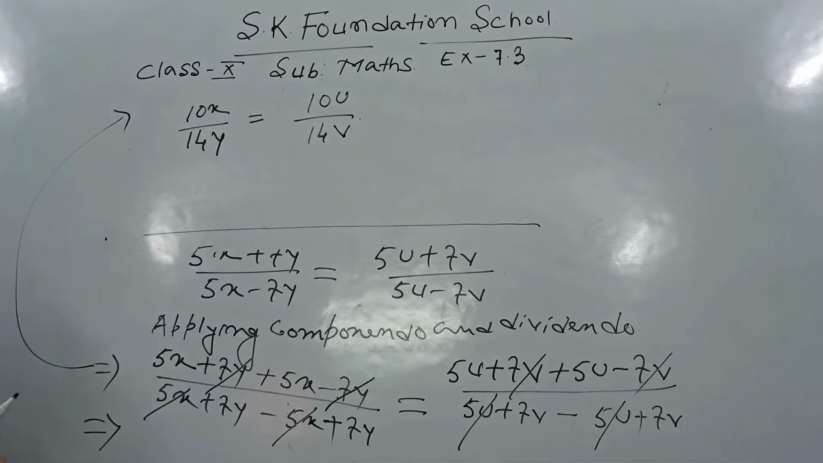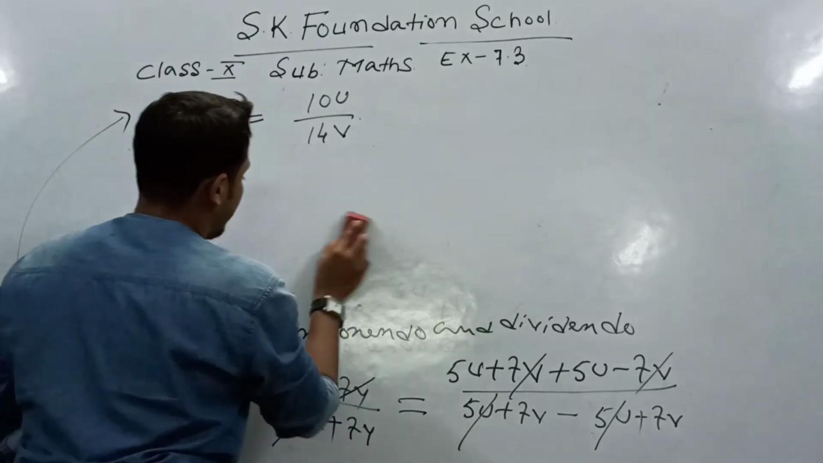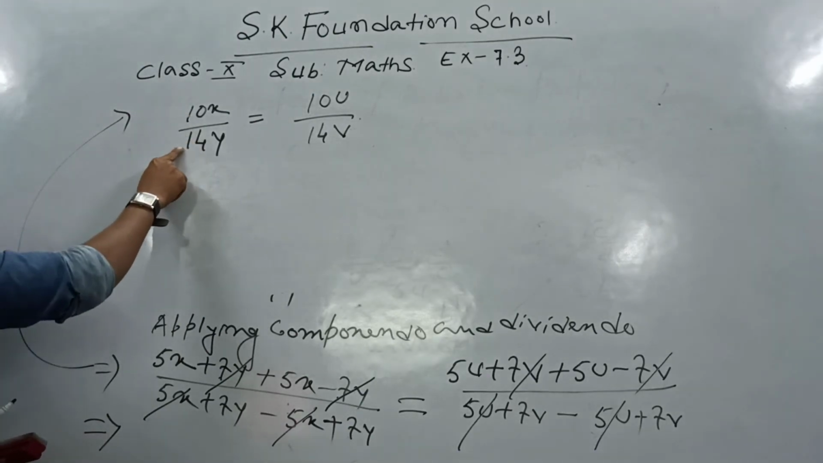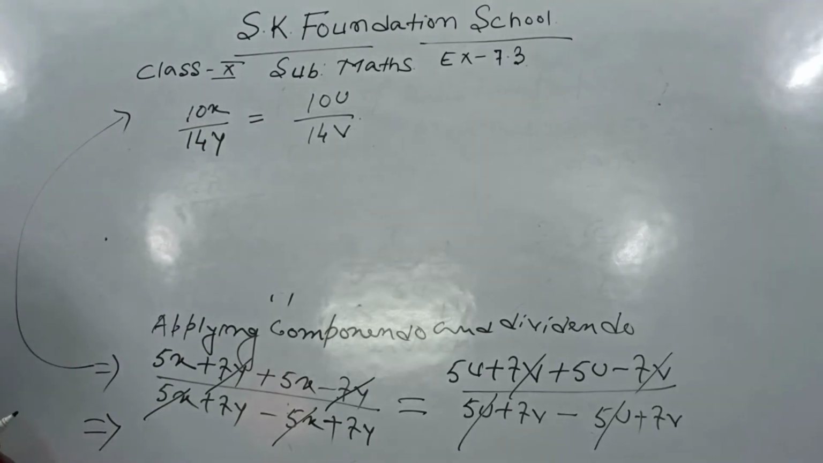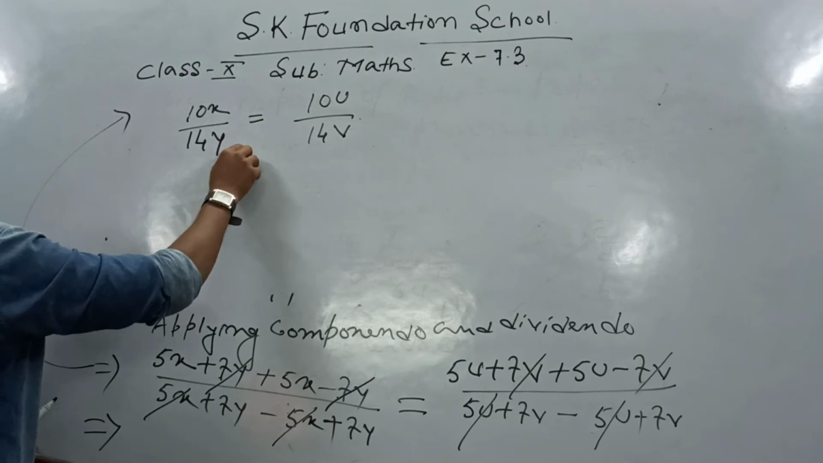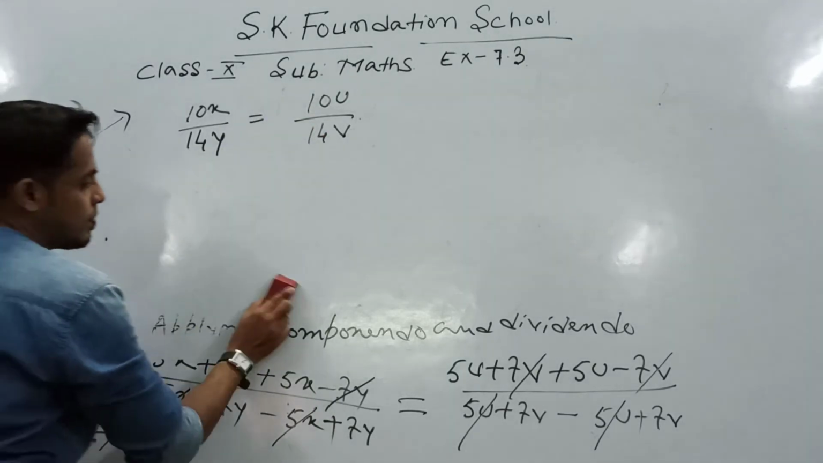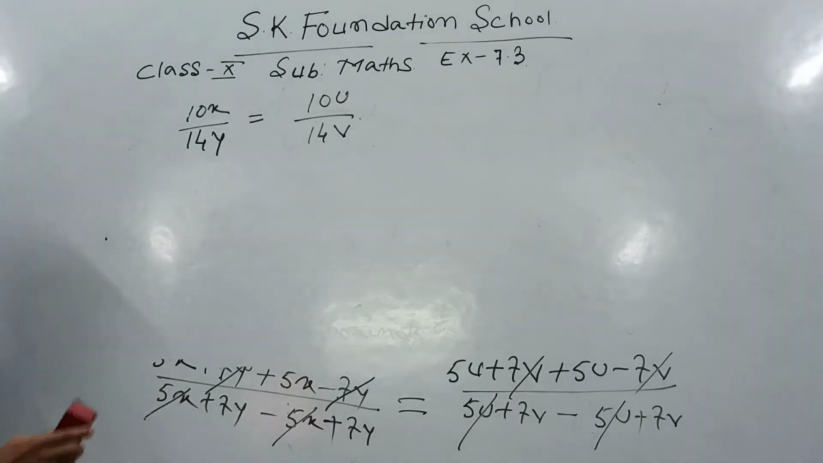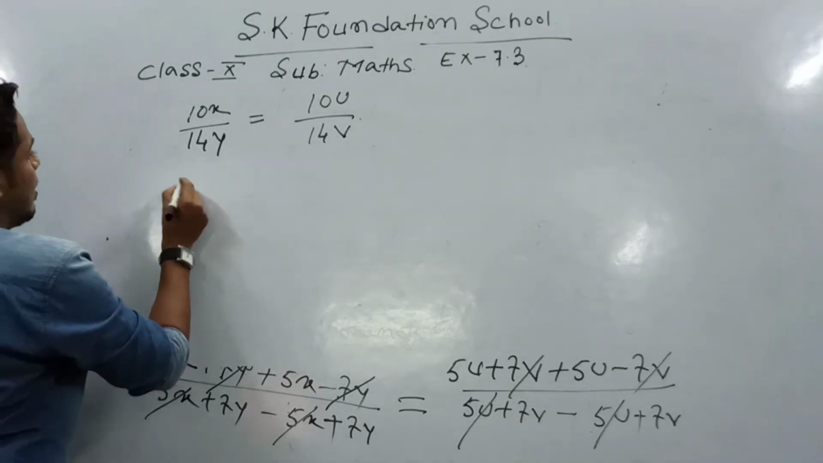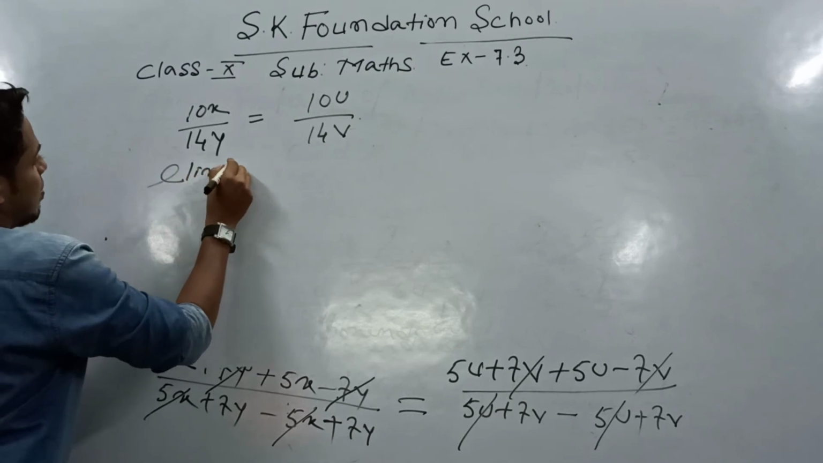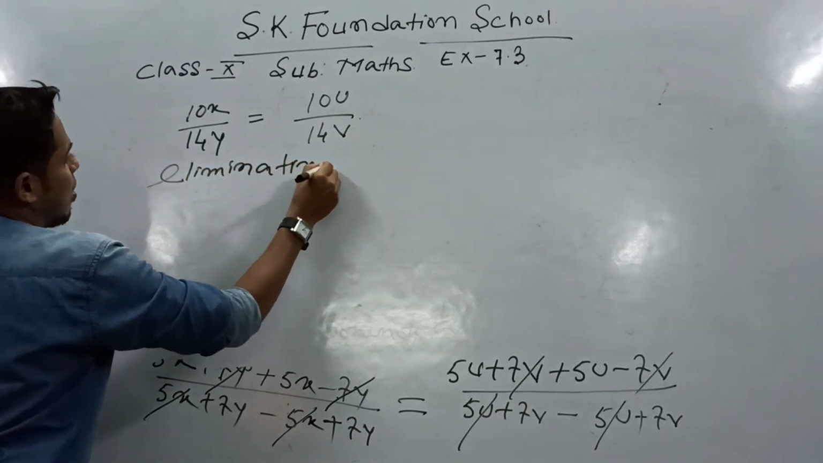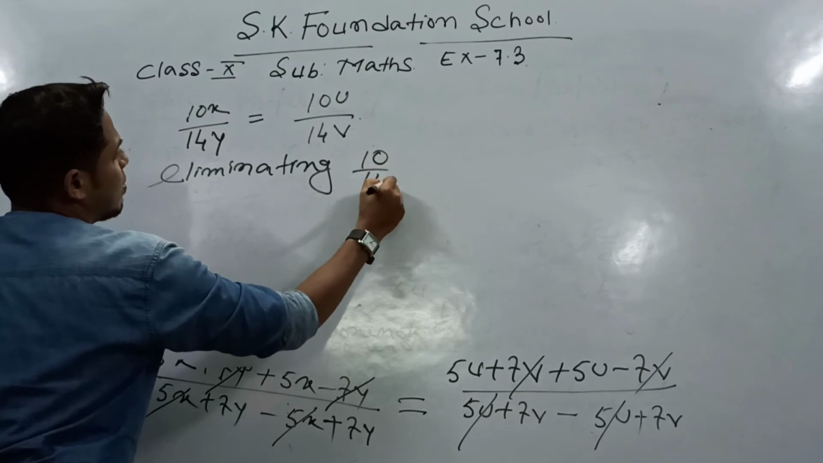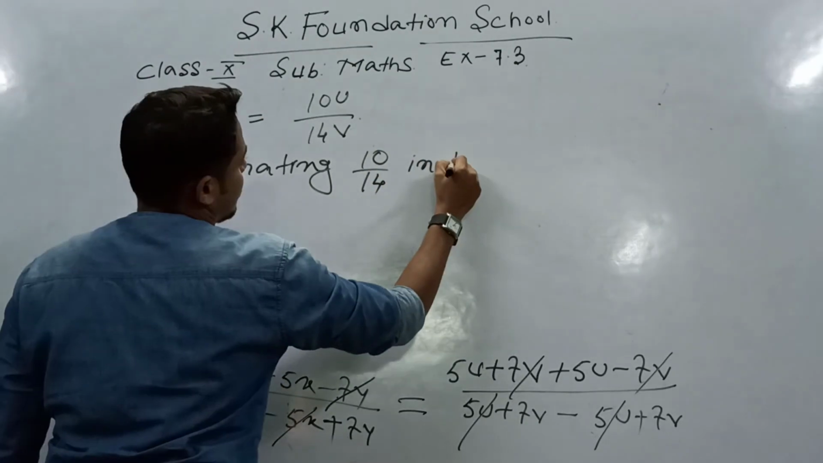But we are going to prove not 10x by 14y, only x by y, right? So if we eliminate this 10 and 14, this 10 and 14 in both the sides, then we are going to convert it to x by y and u by v, right? So eliminating 10 by 14 in both sides.